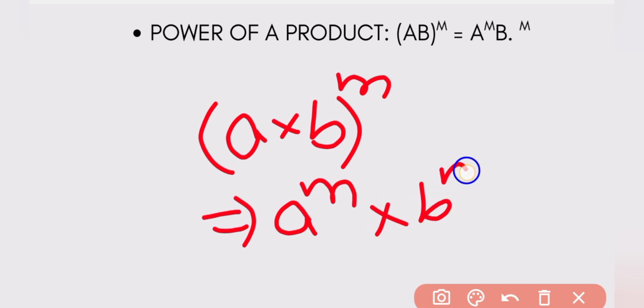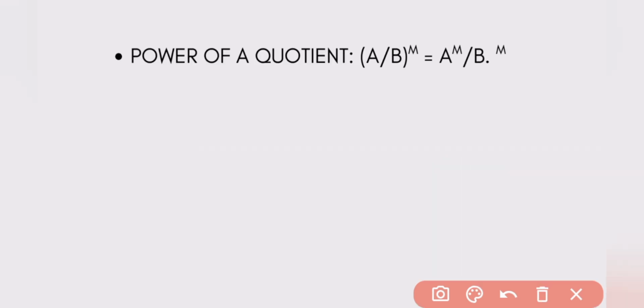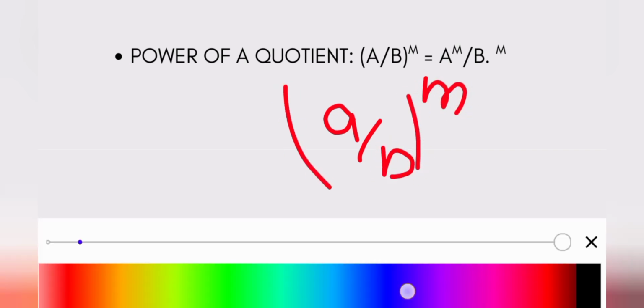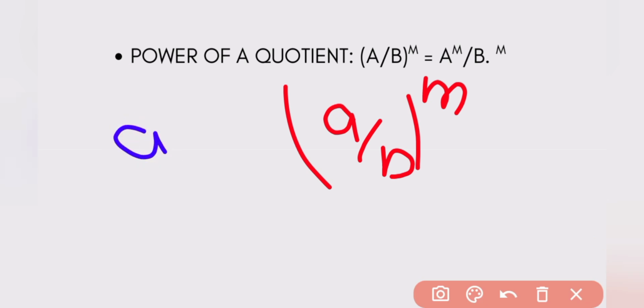Now our last law of this video is the power of a quotient. Let us understand how. If any fraction has a power, the power will go on the denominator and the numerator both. If we have a upon b, then the power, which is m, will go on both the numbers. It will be written as a to the power m upon b to the power m.